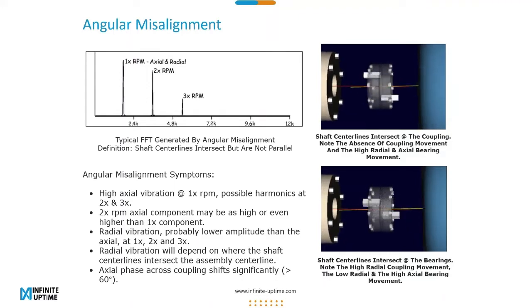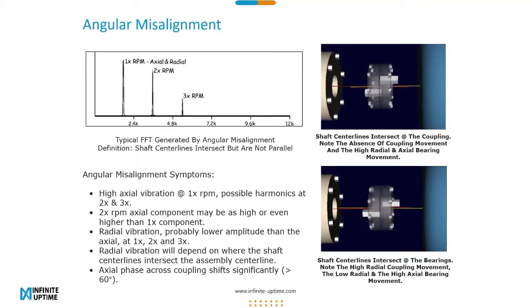Radial vibrations are probably lower in amplitude than the axial at 1x, 2x and 3x RPM. The radial vibration will depend on where the shaft center lines intersect the assembly center line. Axial phase across the couplings shifts significantly, that is, greater than 60 degrees.